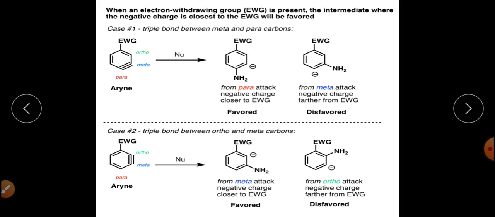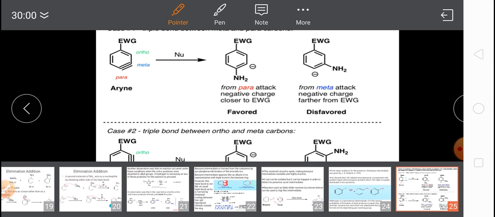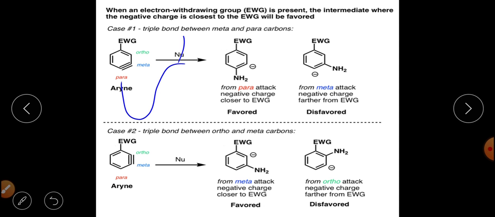there is an electron withdrawing group like NO2, like CHO, carboxylic acid group, sulfonic acid group, or CN group. So if we have an electron withdrawing group attached to the substrate, and in that case this is the arine, the benzyne that has been formed, between the para and meta carbon. And when nucleophilic attack is allowed on this benzyne, the nucleophile can attack at this position, and it can also attack at this position.